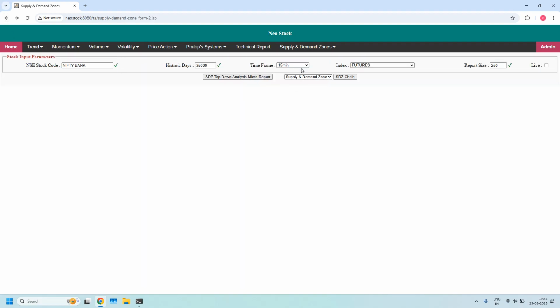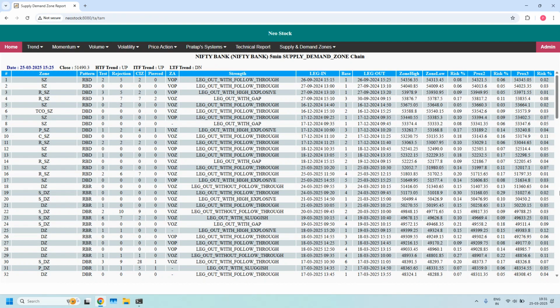Next, 5 minutes supply demand zone chain for Bank Nifty. Okay, this is about Bank Nifty supply demand zone chain. So with this we have completed both Nifty and Bank Nifty supply demand zone chain.